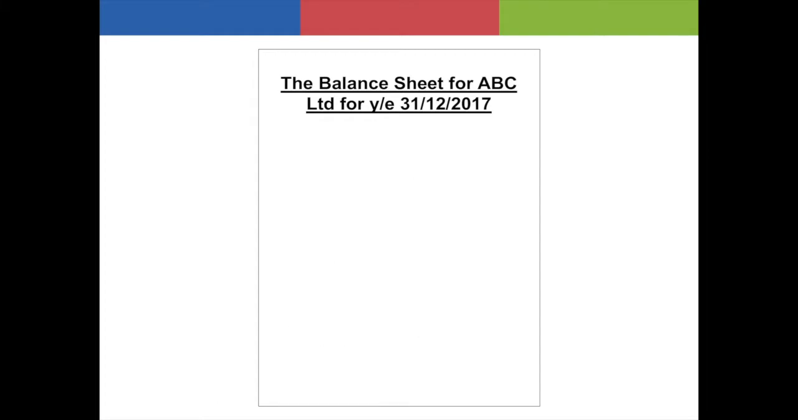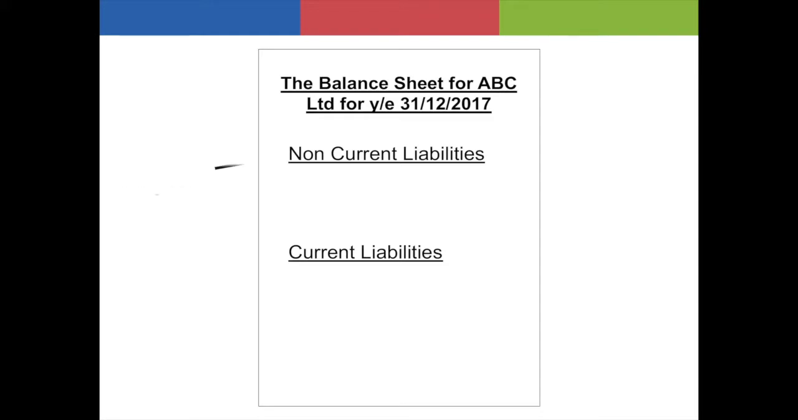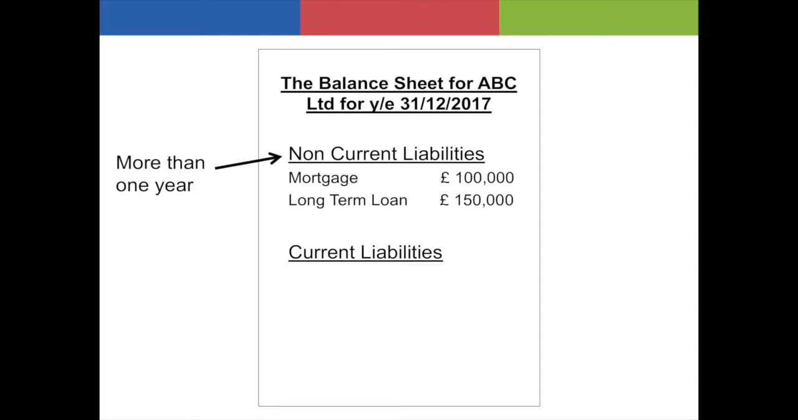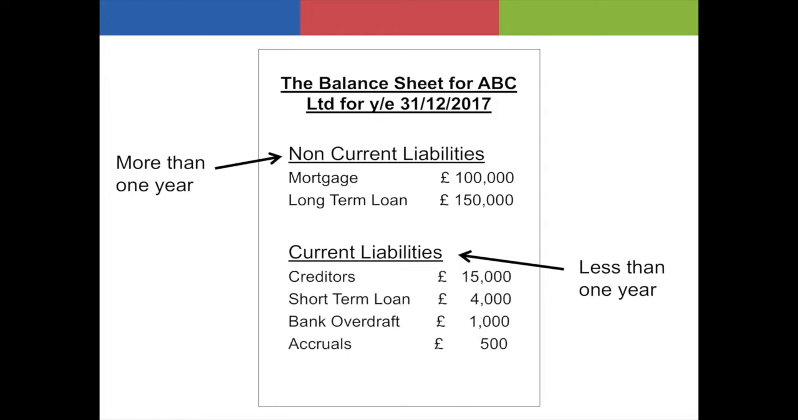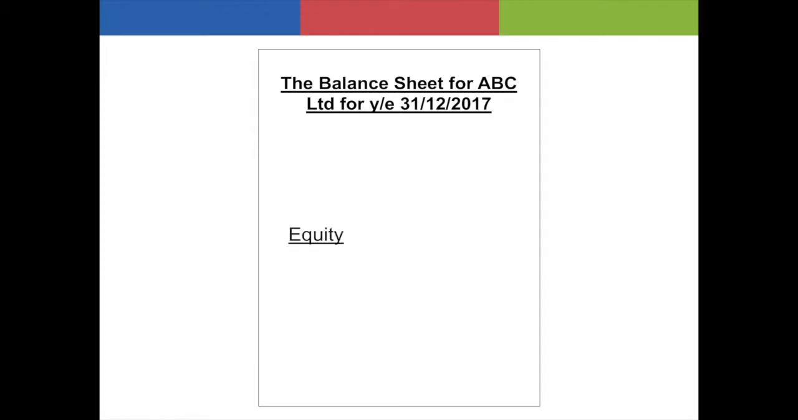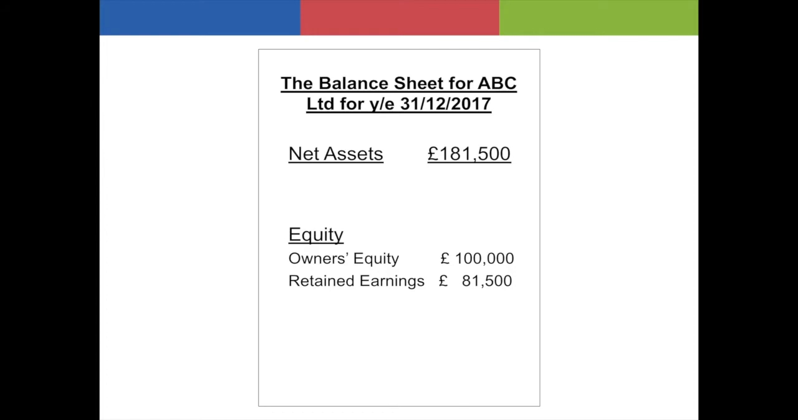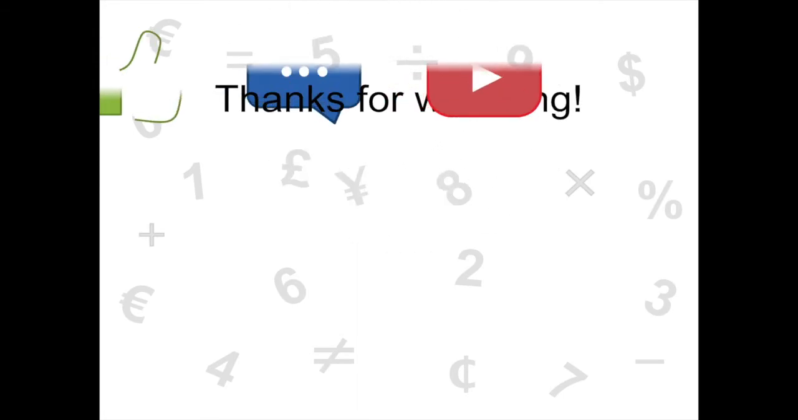We then have the liability section, which is broken down into non-current liabilities and current liabilities. Non-current liabilities are in the business for more than 1 year and consist of mortgages and long-term loans. And current liabilities are in the business for less than a year, and these consist of creditors, short-term loans like bank overdrafts, and accruals. Finally, we have the equity section, which consists of the owner's equity and retained earnings. Then the net assets value should equal or balance to the equity of the business. So that was the explanation of the balance sheet.